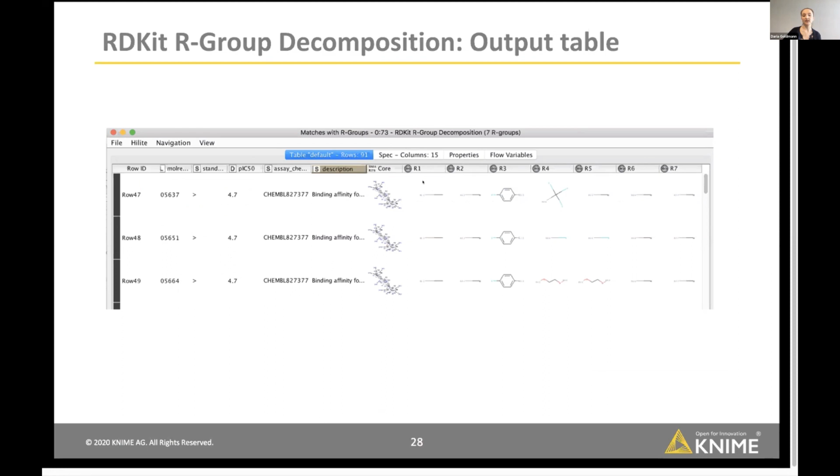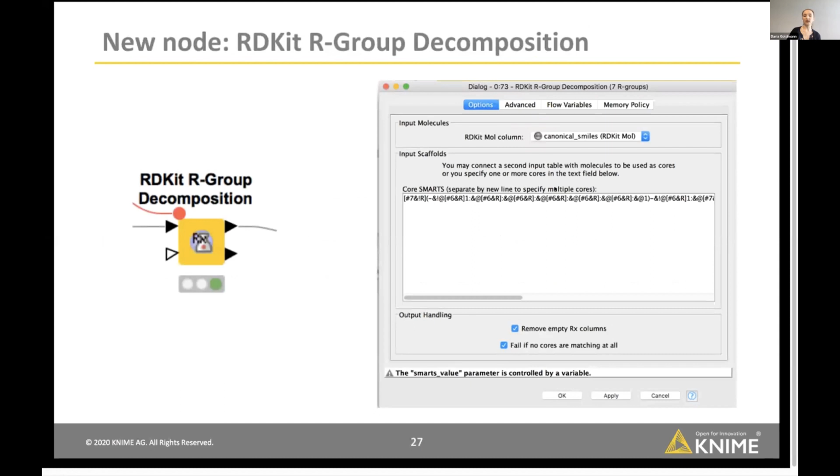And then there are the new columns that are added, and they represent your R groups. So here are R1, R2, R3, and so on. So in this case, 7 R groups. And of course, you can do that manually, so that I go back and specify the smarts of the core manually, but it would also be very nice to control that dynamically.